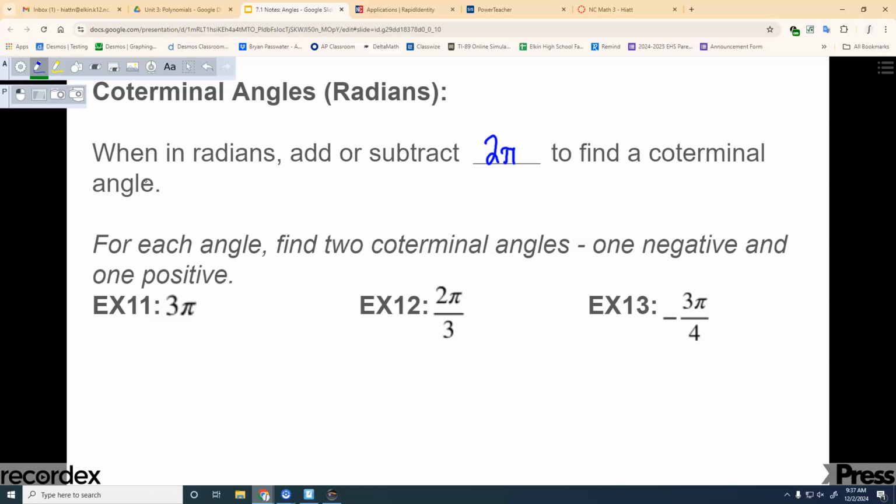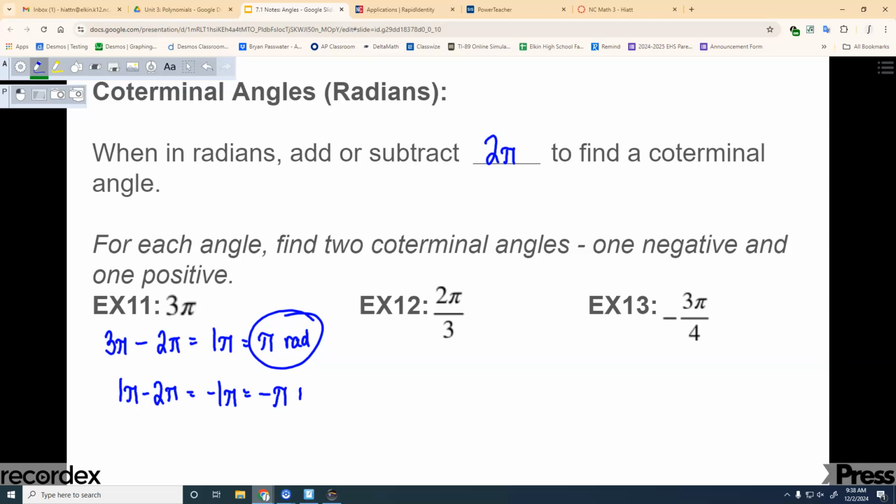Now this first one is not bad because if I've got 3 pi, first of all, is 3 pi bigger than 360 or less than 360? It's bigger, right? Because 3 pi is bigger than 2 pi. So I could do 3 pi minus 2 pi, and that will just give me 1 pi, which is probably just going to be written as pi. So pi radians is coterminal with 3 pi radians. And then I could do pi minus 2 pi. Think about that as 1 pi minus 2 pi. That'll give you negative 1 pi, which is more likely to be written just as negative pi radians. So if they give you 2 pi or 3 pi, it's pretty simple.